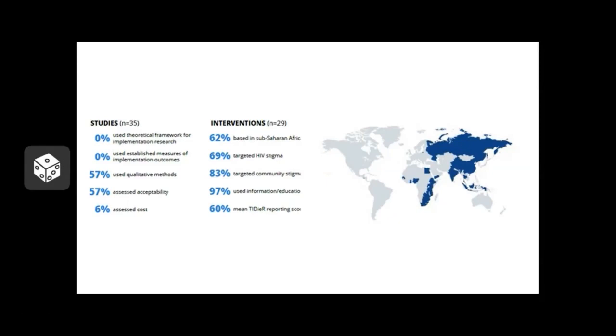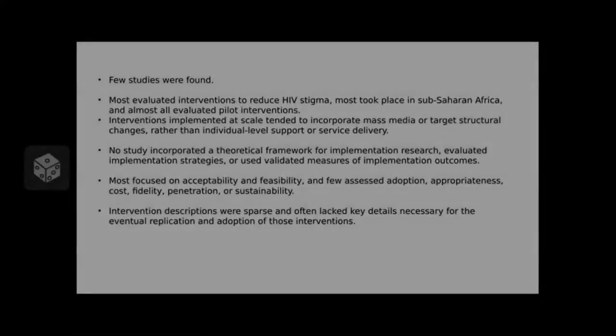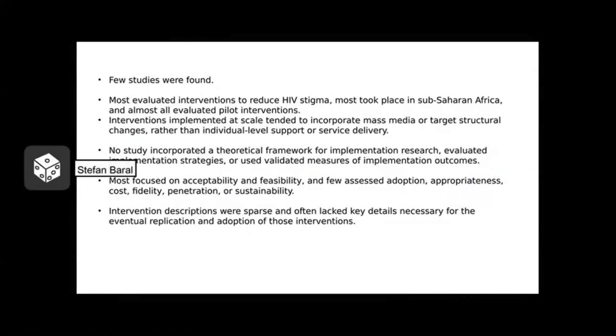So with the limited amount of time and the reality that the paper is available for folks, I'll just say a few key things, which I don't think really have changed that much in the last few years, although slowly are improving. One, there is not a lot of implementation research focused on stigma mitigation out there. Most interventions really focus on HIV stigma. Most of them were across sub-Saharan Africa, and almost all of them were pilot interventions. We don't have looking at all of the other intersectional stigmas that we know to be so fundamentally important.